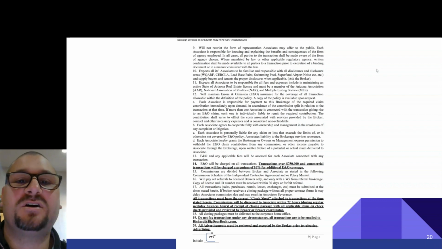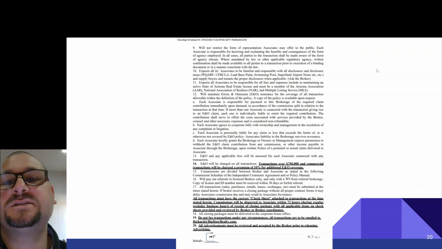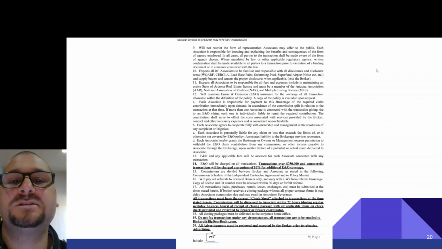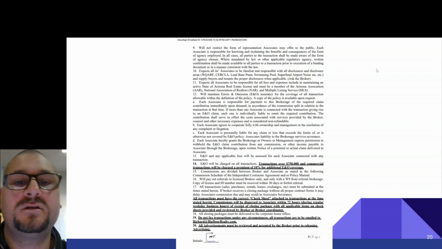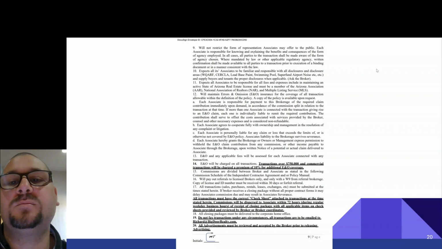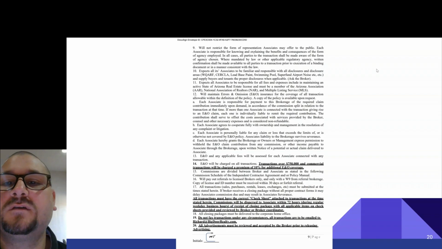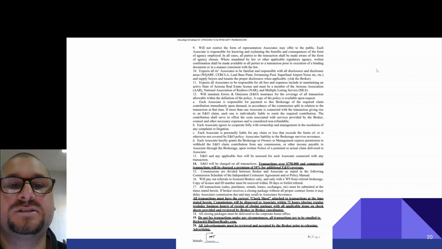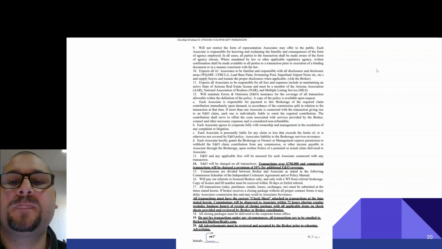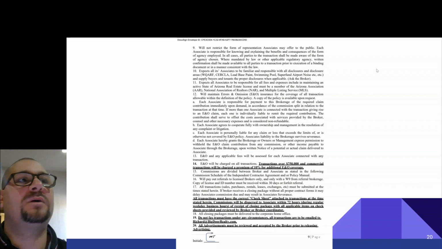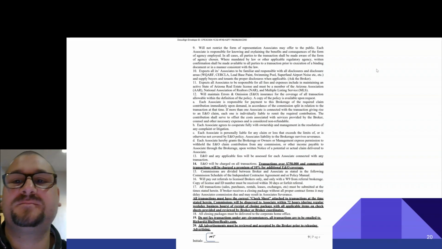Expects all associates to be responsible for all fees and expenses included in maintaining an active state of Arizona real estate license, and must be a member of the Arizona Association, AR, National Association of Realtors, NAR, and Multiple Listing Service, MLS. Will maintain errors and omissions insurance for the coverage of all transactions allowable within the definition of the policy. A copy of the policy is available upon request. So, the policy manual. Should you be given the policy manual? Yes, but you got to request it.